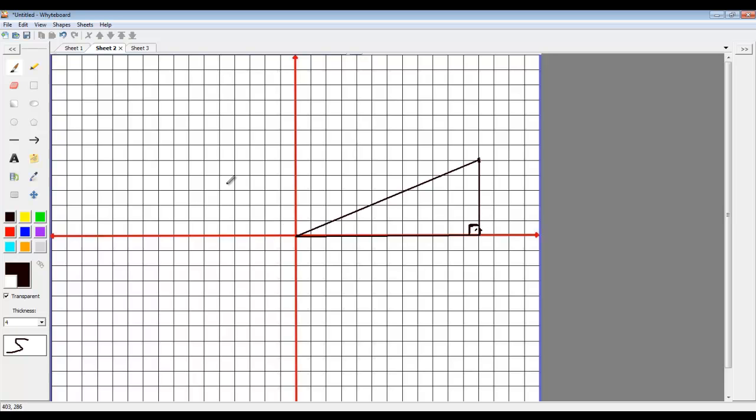Right angle right here. Our theta had been right here, and we had the 5, 12, and 13. So when we were doing our trig functions, our values, it was based on this theta right here. Okay. But what if theta isn't this acute positive angle? Or what if it's something else?